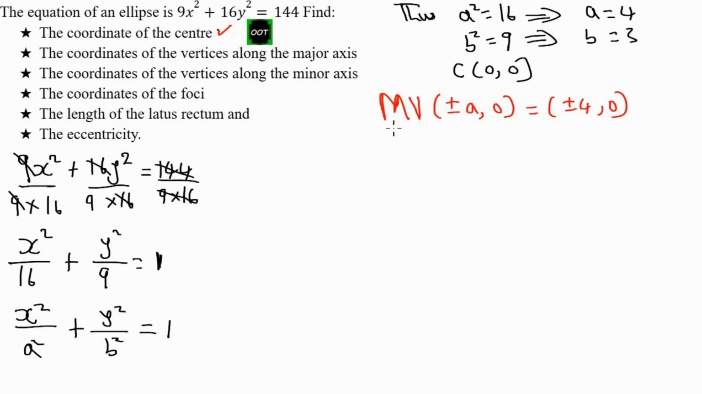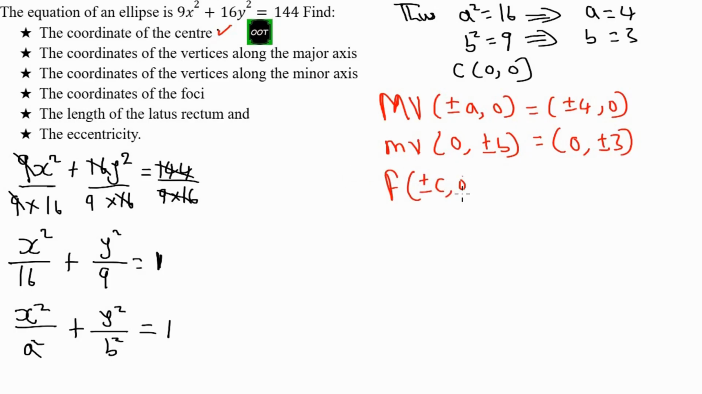the coordinates of the minor vertices, lowercase mv, will be 0, plus or minus b. And that will be 0, plus or minus 3. This is b. Excellent. Next one, the coordinates of the foci. For an ellipse with horizontal orientation, the value of c will be along the x-axis. The coordinates of the foci will be plus or minus c, 0.